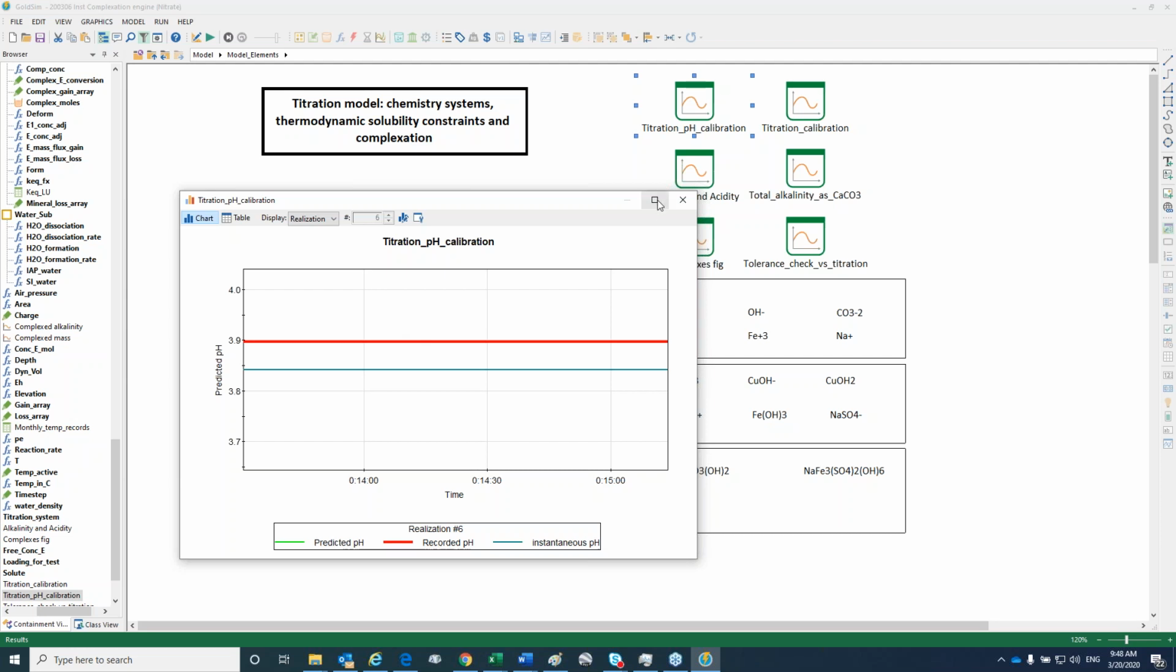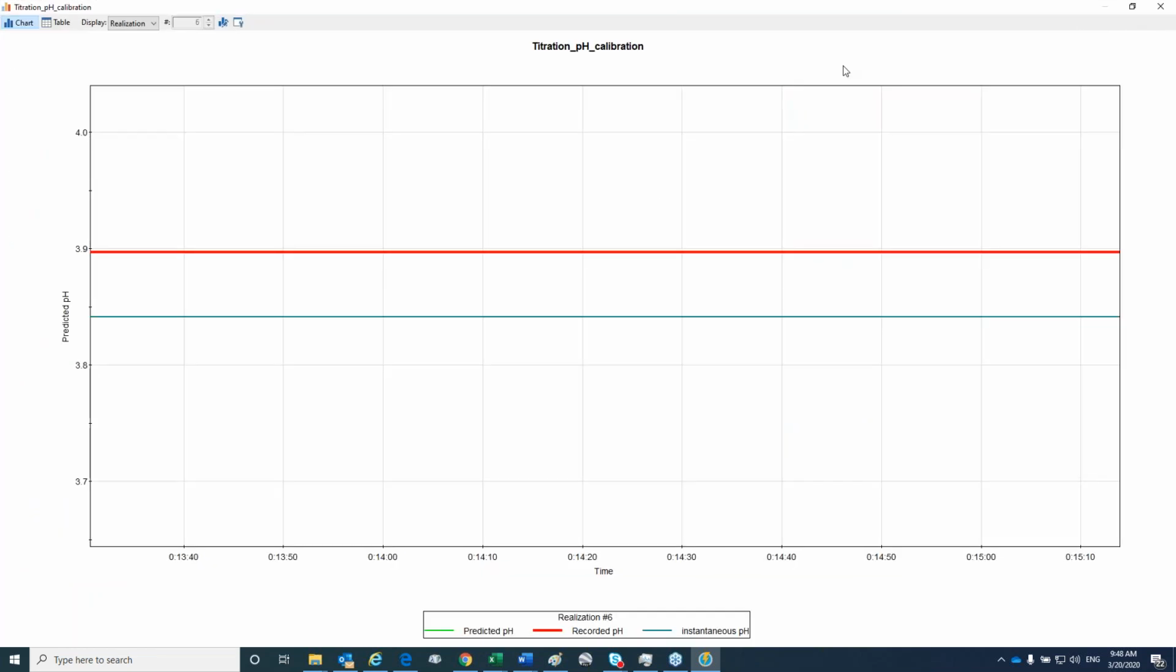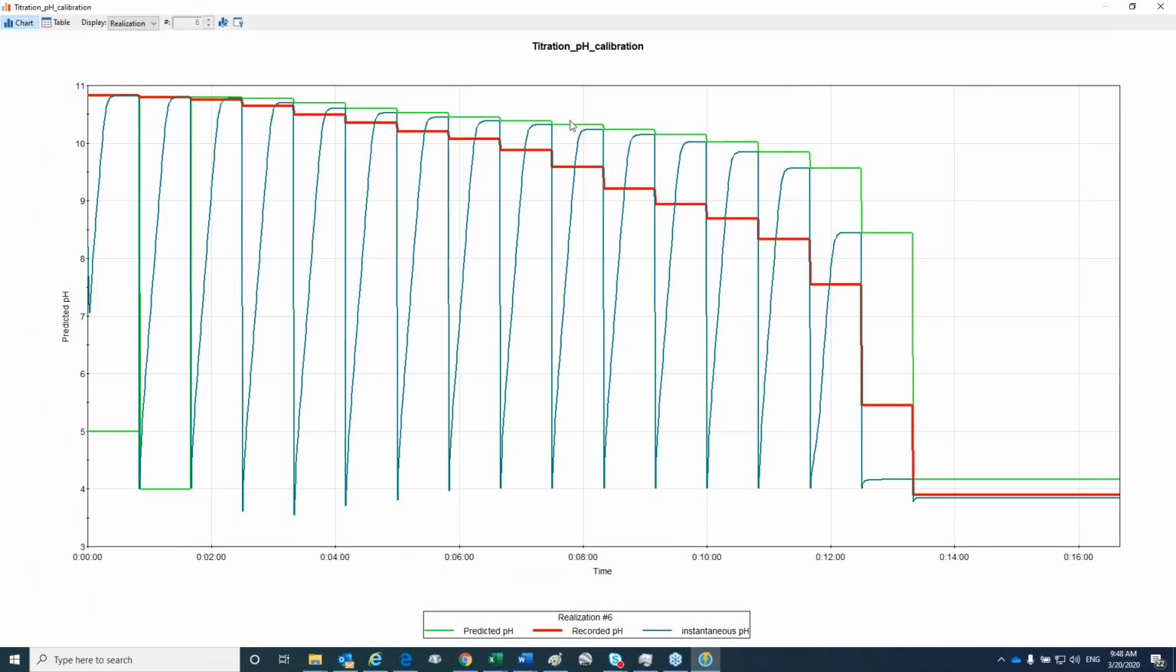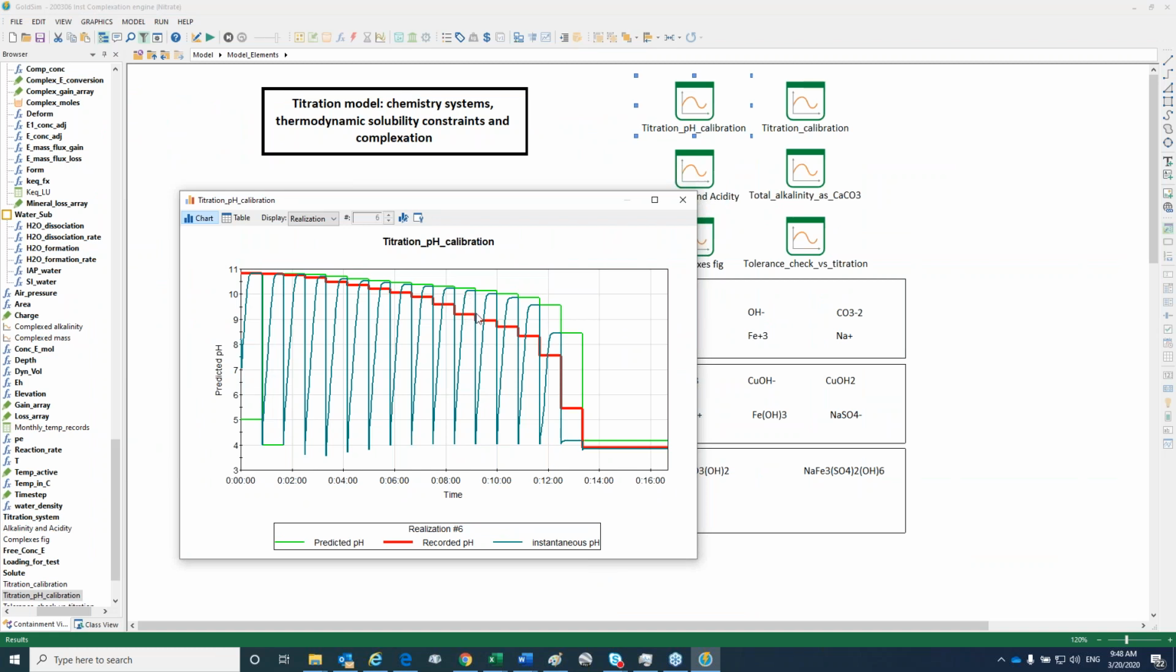So we're pretty close in terms of the overall calibration, but I do note that there are some gaps when there's an offset in the update, and this is primarily due to an unaccounted for quantity of inorganic carbon in the actual titration vessel that I was not able to adequately quantify.